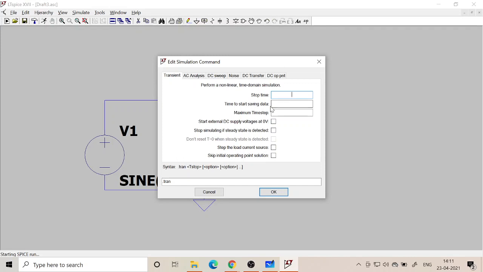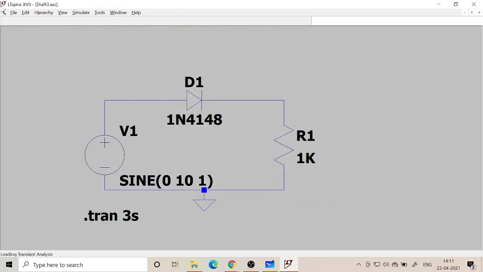Since I have chosen 1 Hz frequency for the source, I would like to see the waveform for, say, 3 cycles. So let me write it as 3 seconds. 3 seconds is what I want to run the simulation. Similarly, there is a command here, .tran 3s. Okay, so I click OK.